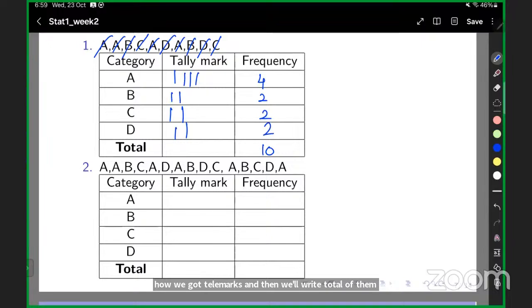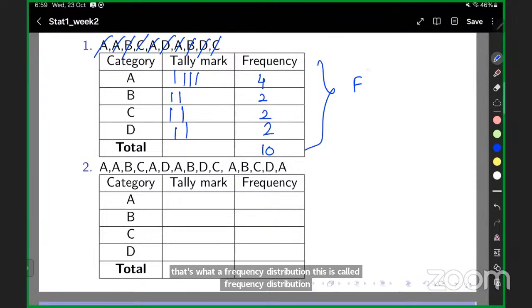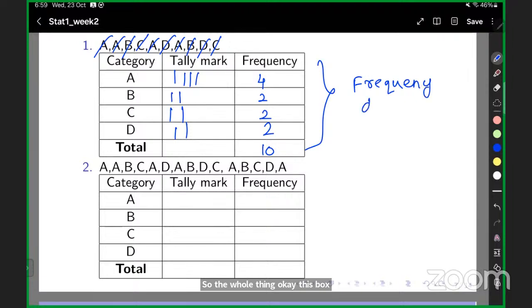So that's what a frequency distribution is. This is called a frequency distribution, the whole thing. You can maybe think of this box as a frequency distribution, where all the frequencies of each category are mentioned.